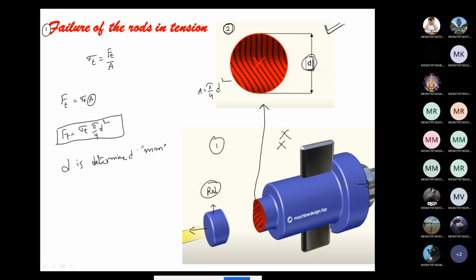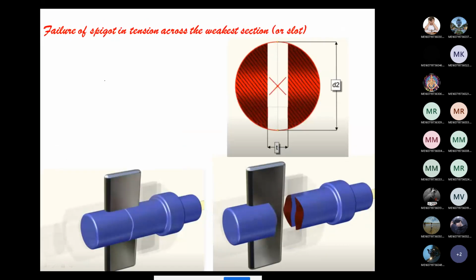Right? This is the first to failure criteria. Otherwise, first to failure mode of this cotter joint. Right? Now, the second one. The second point is failure of the spigot in tension across the weakest section.